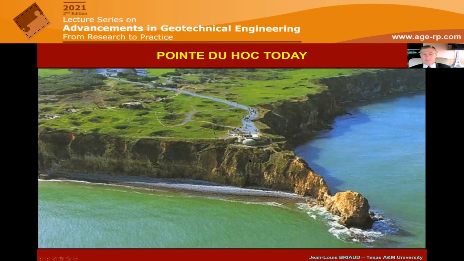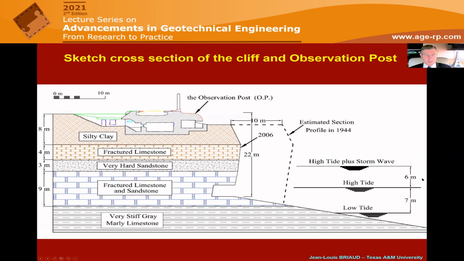And so there was an effort to save those monuments by arresting the erosion process. So here is a cross section. You have this monument that you saw on the previous picture, and there is a cross-section. You have silty clay at the top, you have limestone, sandstone, limestone, and then limestone again. This is the cliff. It's about 22 meters high.